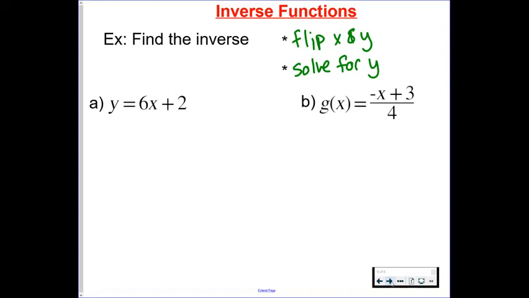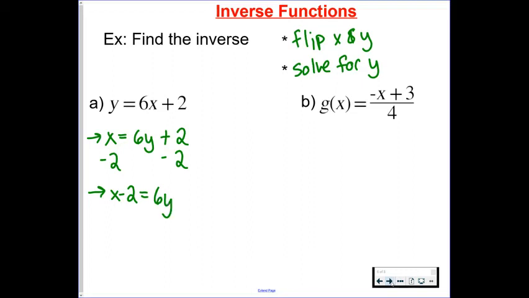Let's look at example A. We have y equals 6x plus 2. So the first step we're going to do is flip where x and y are located at. Now I'm going to solve for y just using our algebraic skills. First, subtract 2 to both sides, so that x minus 2 equals 6y. And 2 minus 2 is 0, so that goes away. Now to get the y by itself, I'm going to divide both sides by 6.